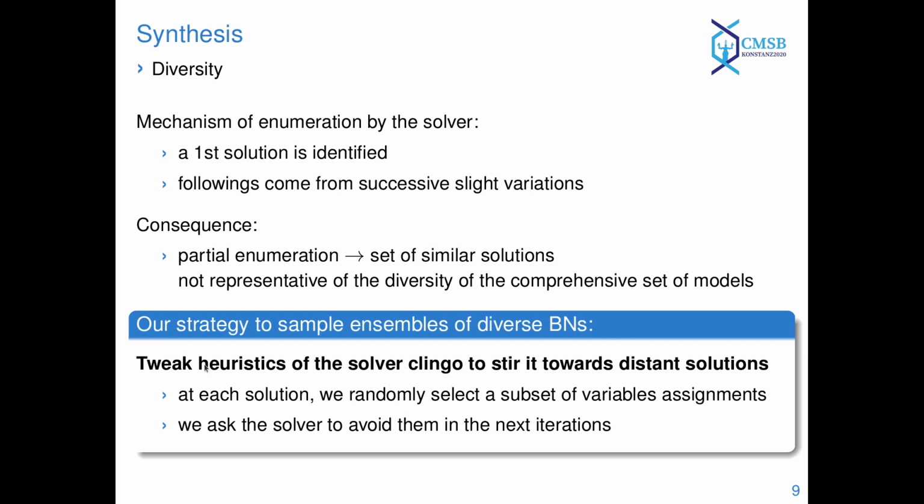To do that, we tweak the heuristics of the solver Clingo to steer it towards distant solutions. Because, in fact, at each solution we randomly select a subset of viable assignments, and we ask the solver to avoid them in the next iterations. By this way, at the cost of enumeration speed, this strategy allows sampling ensembles of diverse Boolean networks.